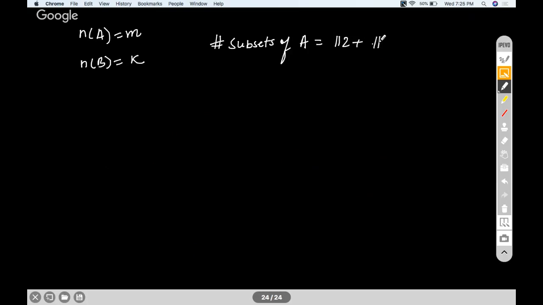Okay, next question. Again, there are two sets A and B. A has m elements, B has k elements. The number of subsets of A is 112 more than the number of subsets of B. Find M and K. The number of subsets of A is 112 more than the number of subsets of B. Find M and K.